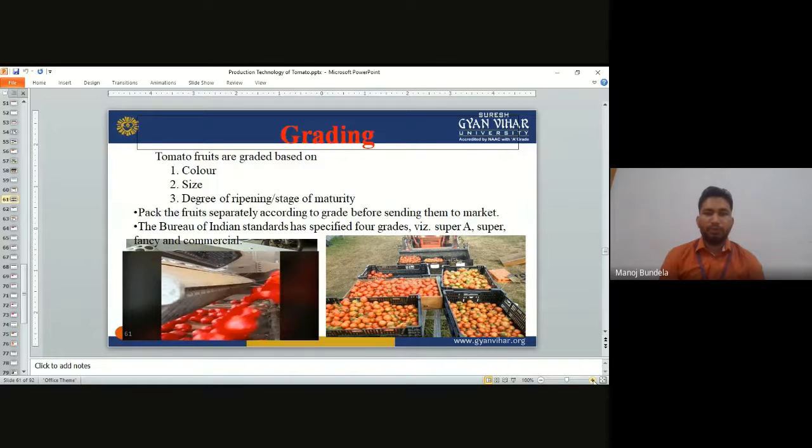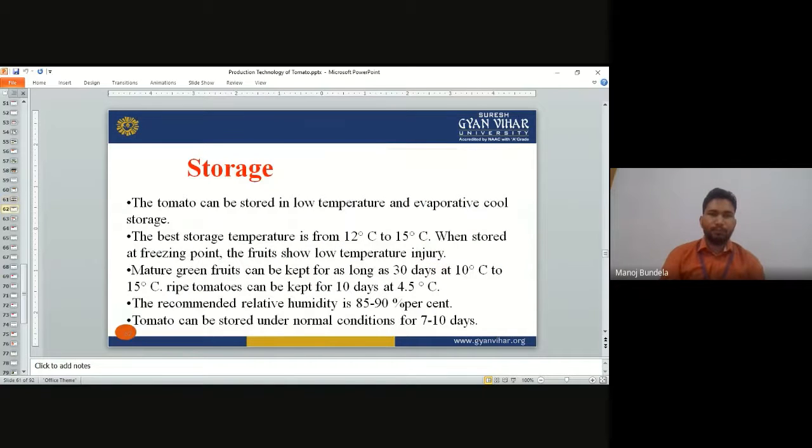The Bureau of Indian Standards has specified four grades: Super A, Super Fancy and Commercial. These are the four grades, normally specified by the Bureau of Indian Standards.